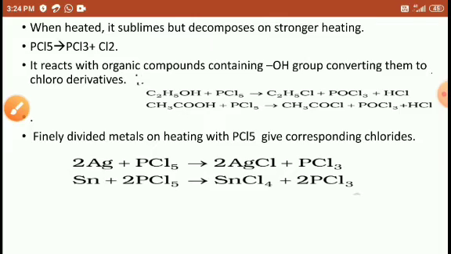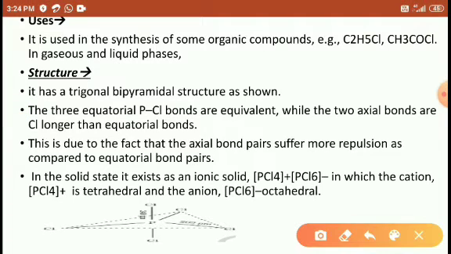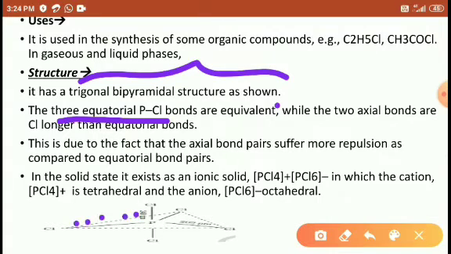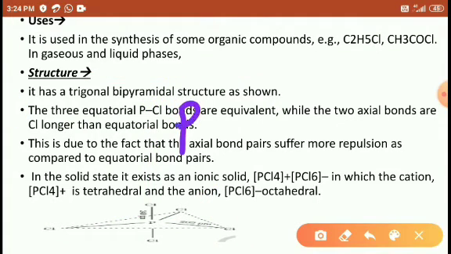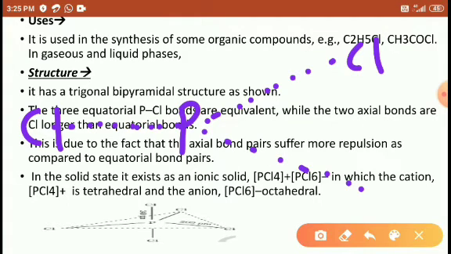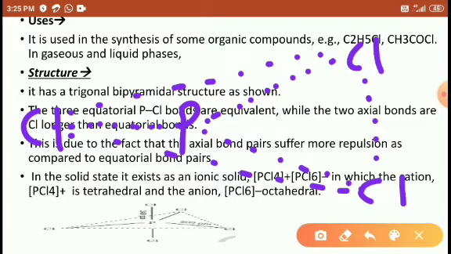Why does it dissociate only 2 chlorines? Let us discuss. It has a trigonal bipyramidal structure, which contains 3 equatorial bonds, with a chlorine here, and 2 axial bonds, one chlorine here and one chlorine here, with phosphorus at the center, like this.